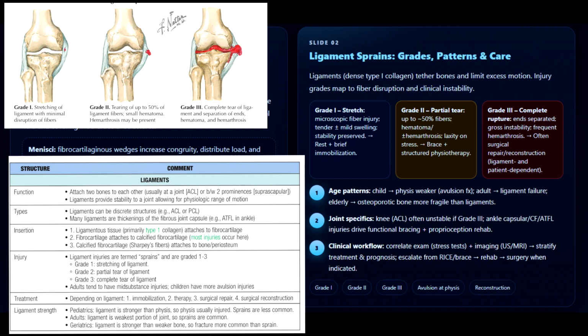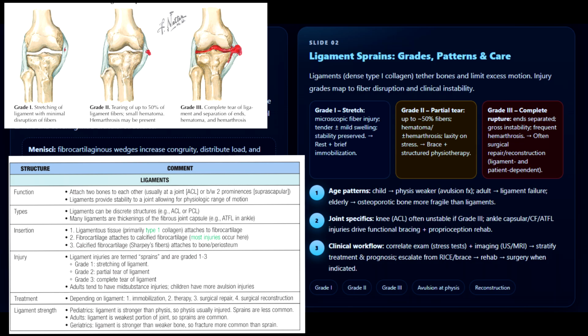It is important to appreciate that ligament injuries vary not only by grade, but also by patient age. In children, the ligament is often stronger than the physis, so instead of a sprain, they sustain an avulsion fracture at the growth plate. In adults, ligaments themselves are often the weak link, so sprains and tears are more typical. In the elderly, paradoxically, the ligaments may remain stronger than osteoporotic bone, making fractures more likely than ligamentous injury.